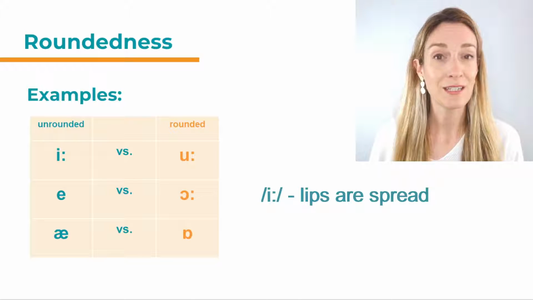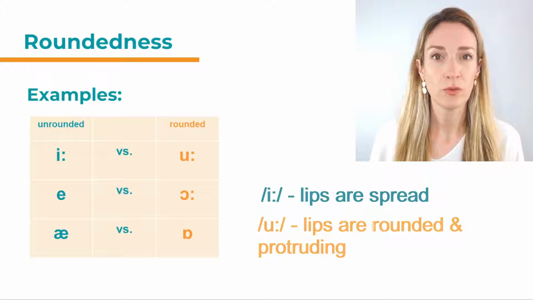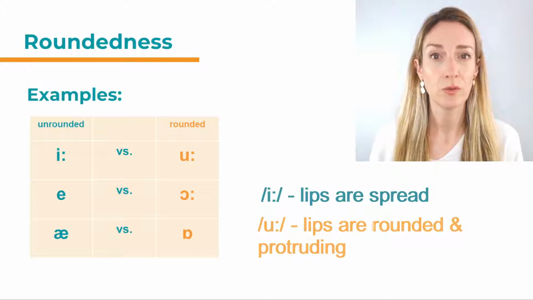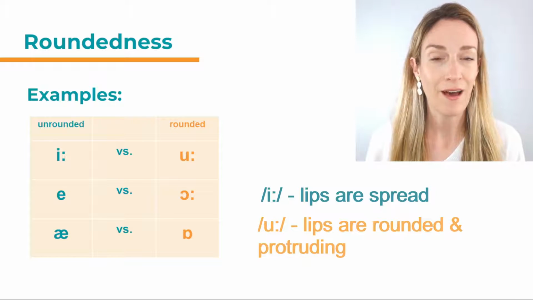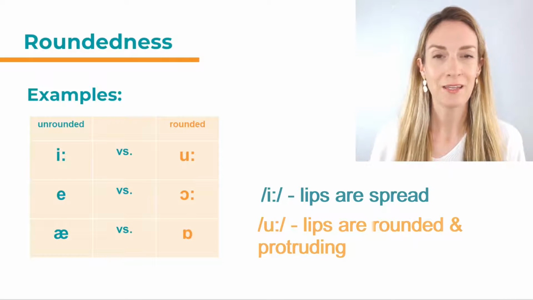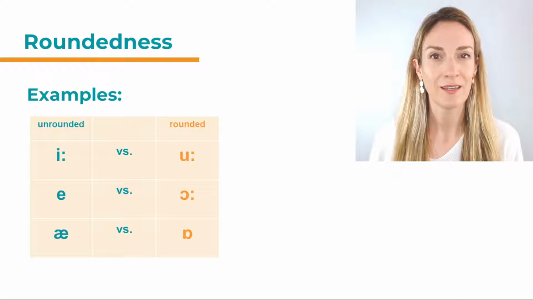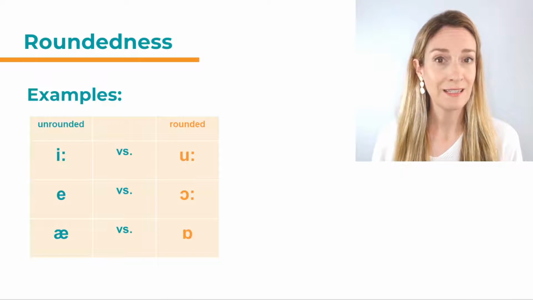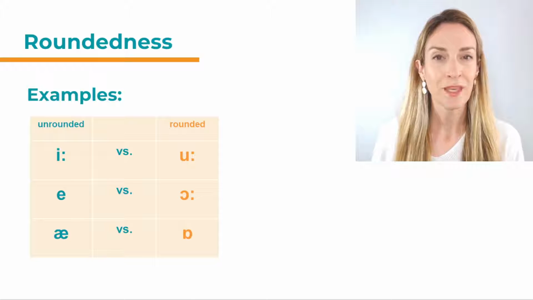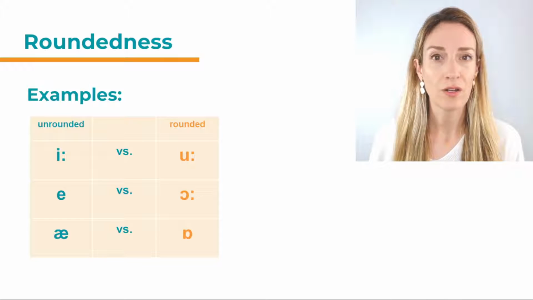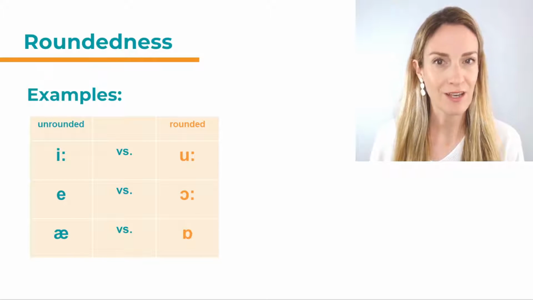E. So here you can see my lips are spread. E. Versus oo. Oo. Here clearly my lips are rounded. The second pair, eh. The lips are not as spread as an E, they're a little bit more neutral, but they're not rounded compared to aw. This again, clearly a rounded vowel sound.